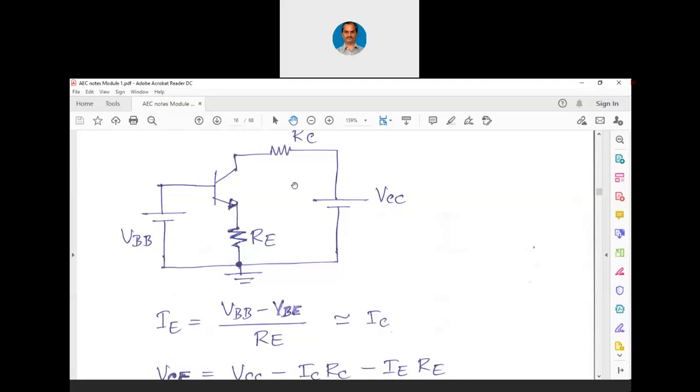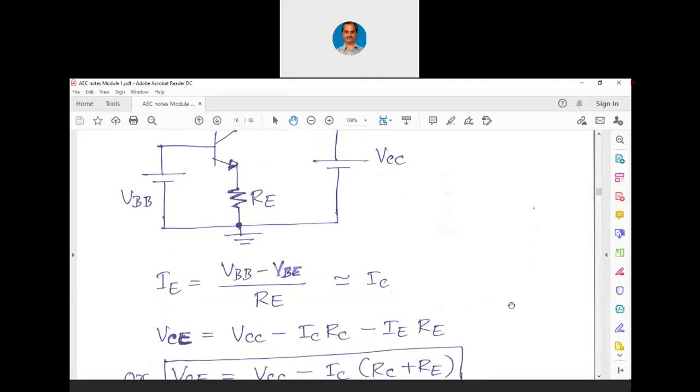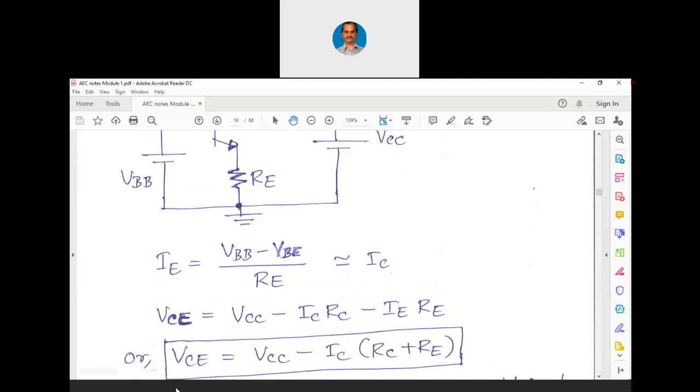So here in this case, when we apply KVL at the output loop, VCE equals VCC minus ICRC minus IERE. If we approximate IC equals IE, then we have this particular expression: VCE equals VCC minus IC into (RC plus RE). This way, we can directly find out the value of VCE.